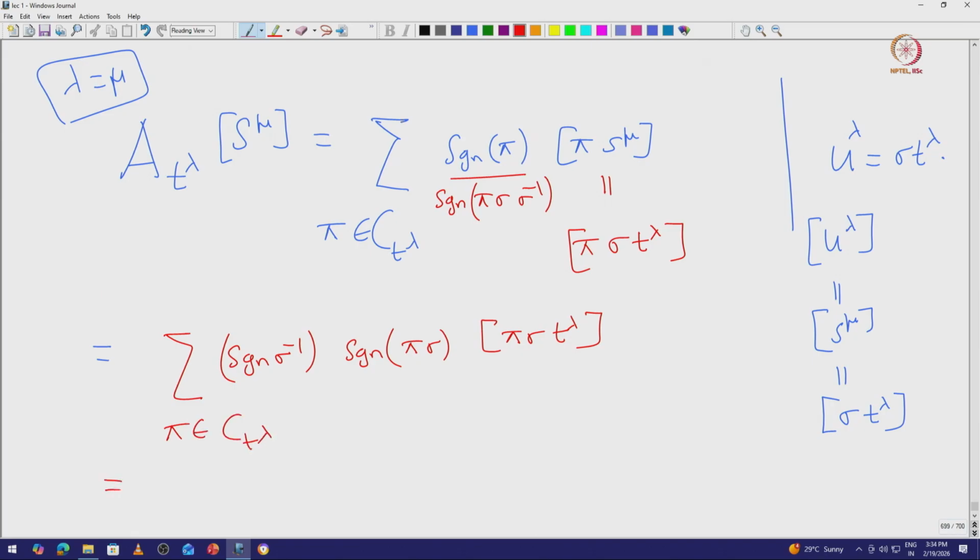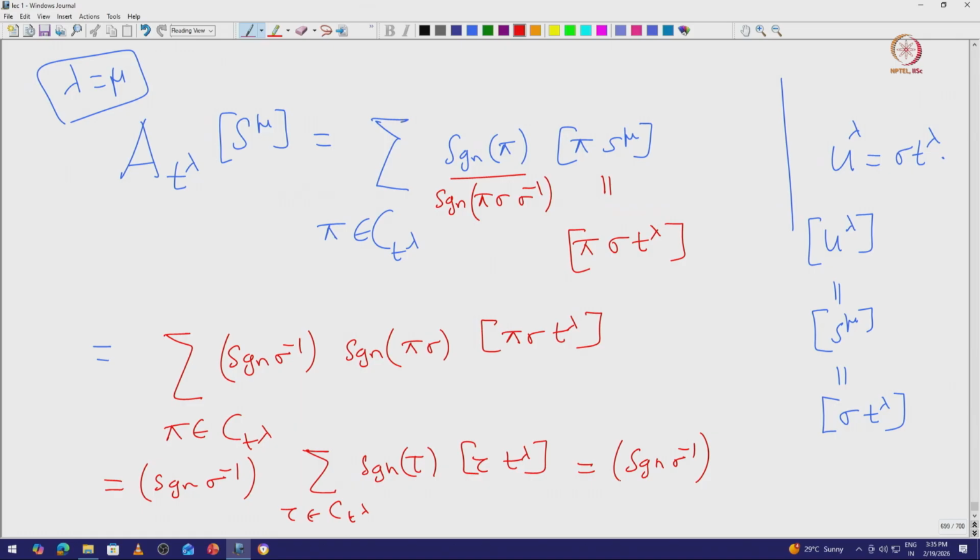So now this is exactly equal to sine of sigma inverse times the summation of sine of tau and then tau t lambda, where tau comes from this C t lambda. Which is exactly equal to sine of sigma inverse, whatever that sigma is we do not care, times E t lambda. So this sign is actually just plus or minus. So up to a sign, it is a multiple of E t lambda. So that is what we get in this case.